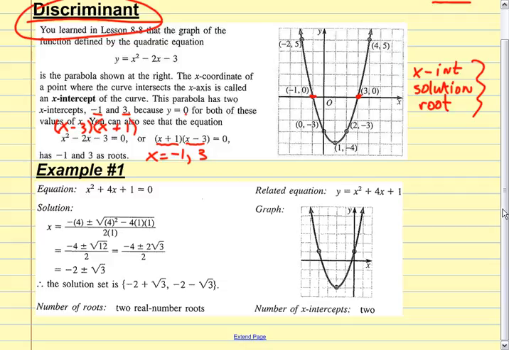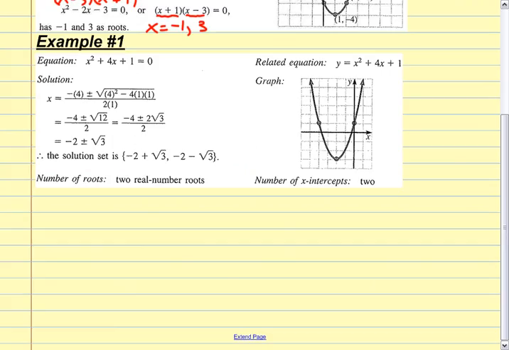All right. Now, let's take that information. Let's look down in example 1. Now, I'm not writing here, right? So it looks like a lot, but it already has all the writing in it. Here's the first equation. X squared plus 4x plus 1 equals 0. Now, the related equation is y equals x squared plus 4x plus 1.